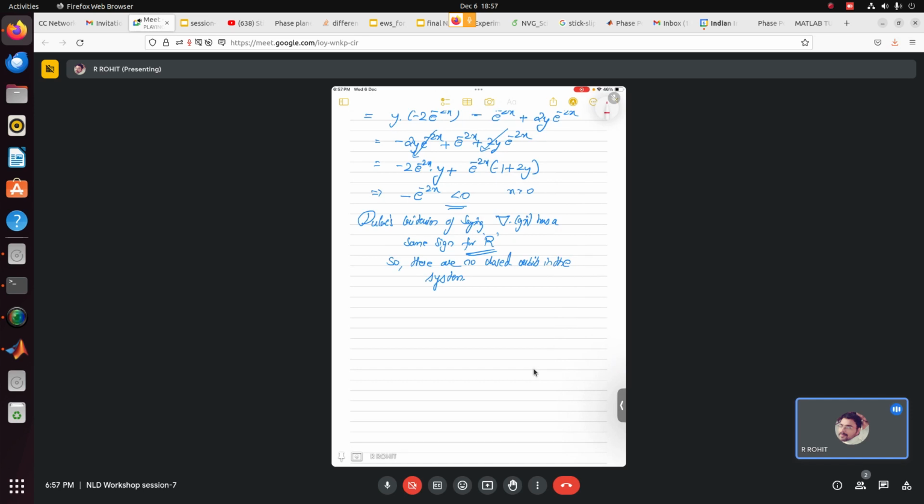Now we want to look into rules where we want to establish that closed orbits exist in a particular system. So now we look into the rule to say there exist closed orbits in the particular system.